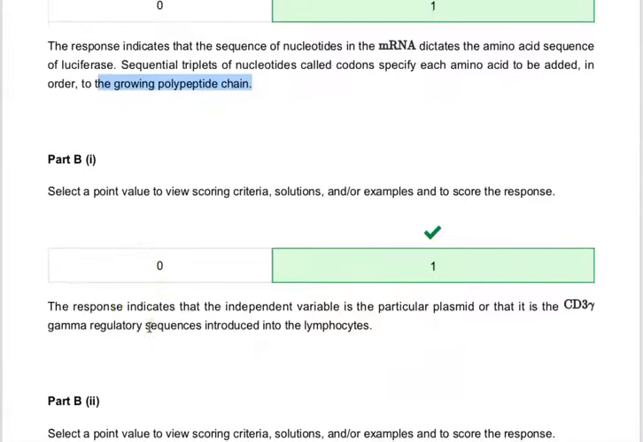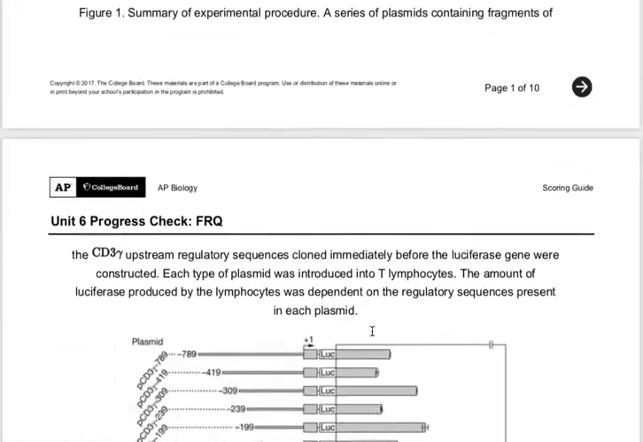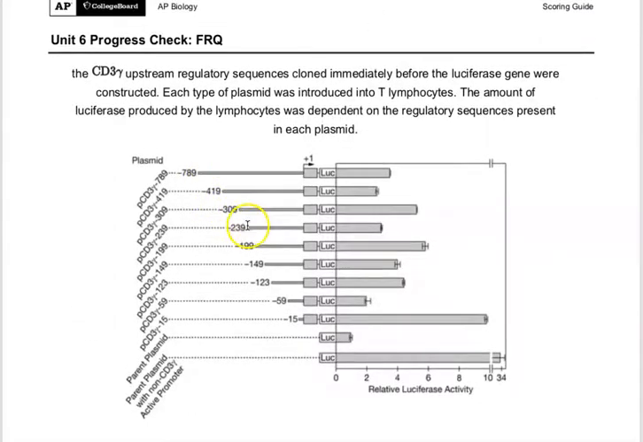Okay, question B. Remember that we're talking about the independent variable. The response indicates that the independent variable is the particular plasmid, or the CD3 gamma regulatory sequence introduced into the lymphocytes. So the independent variables are each one of these fragments. Okay, they're independent. And what would the dependent variable be? The relative amount of luciferase being expressed in that T lymphocyte. So these are all independent, but they affect the dependent variable, which is relative luciferase activity.